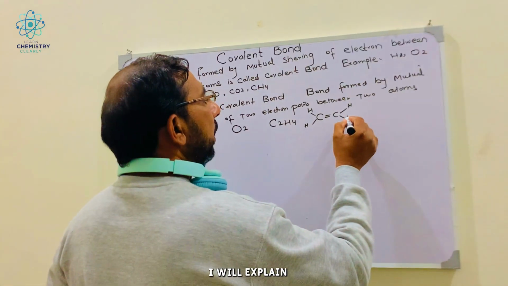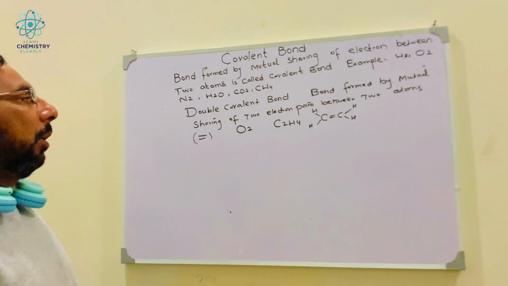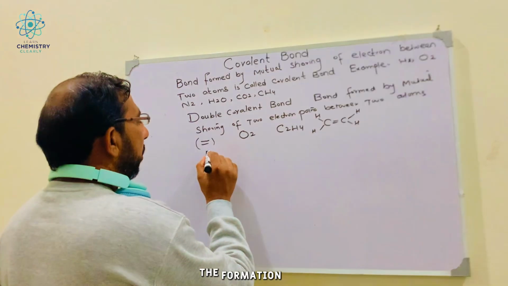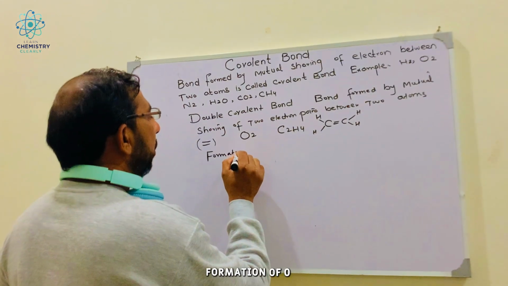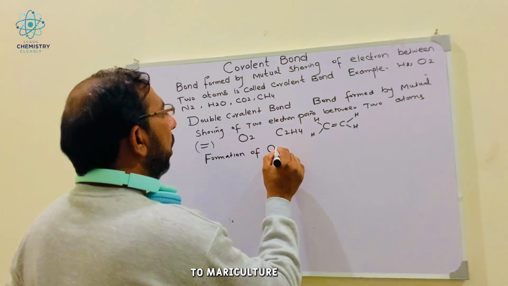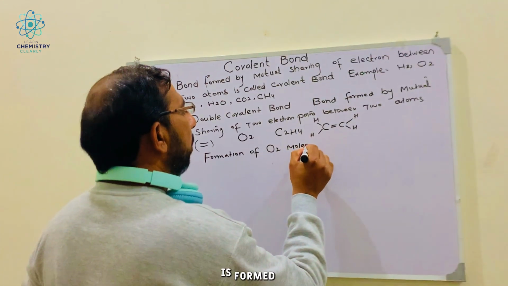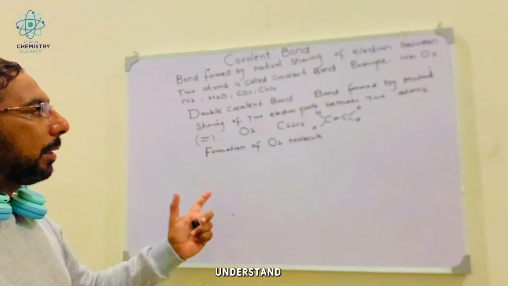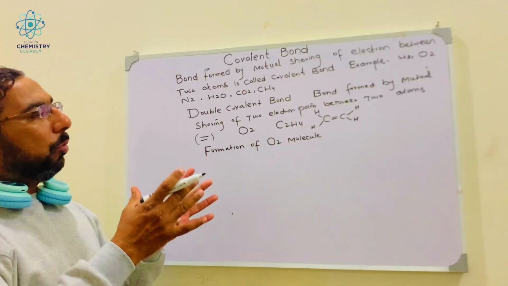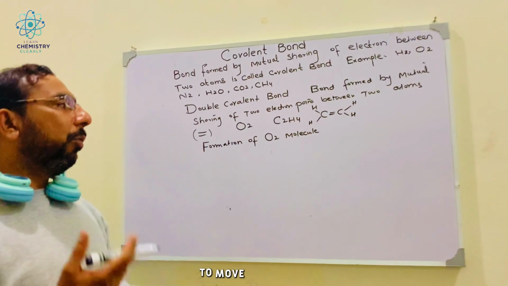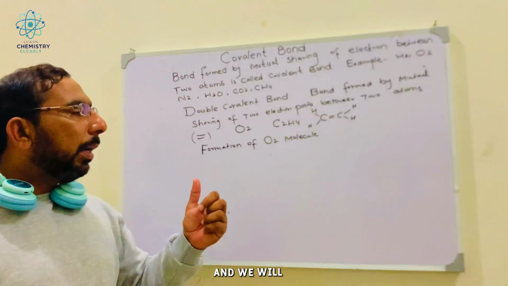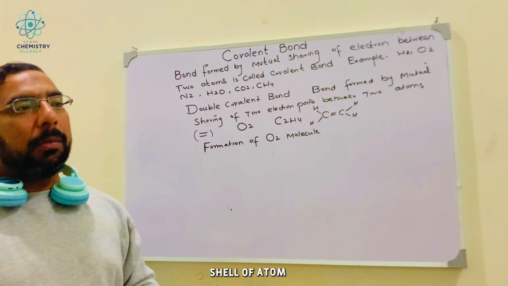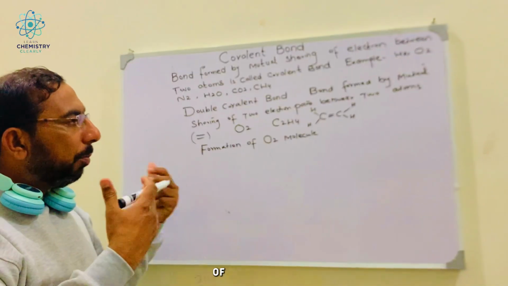I will explain this double covalent bond with a suitable example of O2 formation. I can write the formation of O2 molecule, how the O2 molecule is formed as a result of double covalent bond. Dear students, in order to understand the type of bond between two bonded atoms, first of all, we will have to move toward electronic configuration, and we will have to see how many electrons are present in the outermost shell of the atom. Now we will imagine which type of bond will be formed.